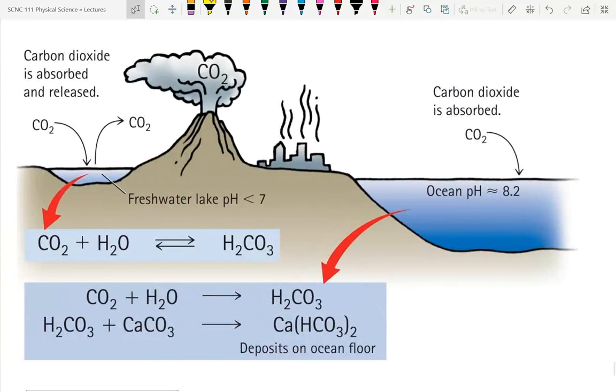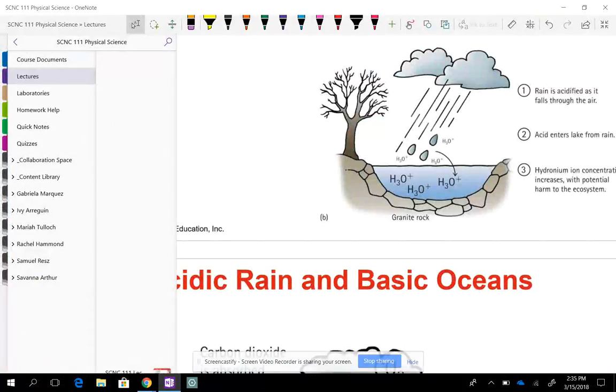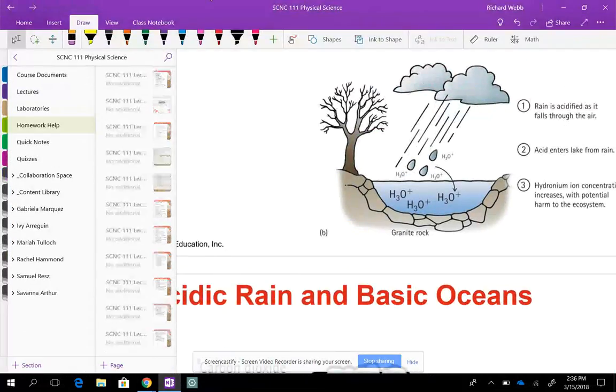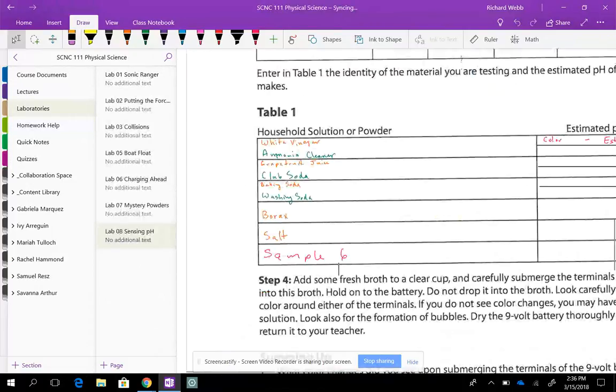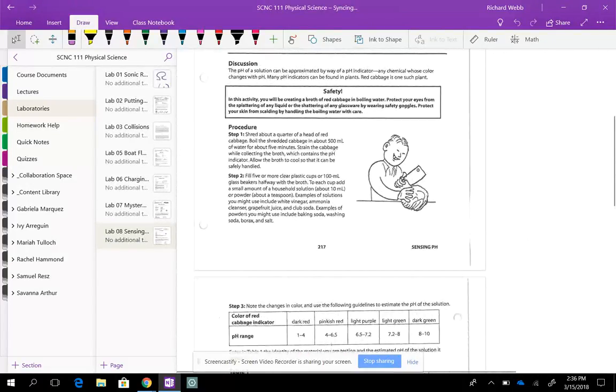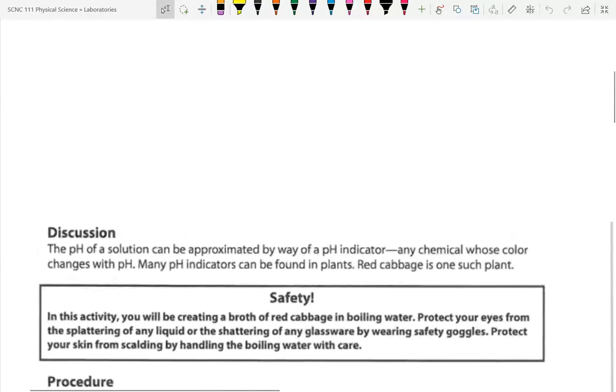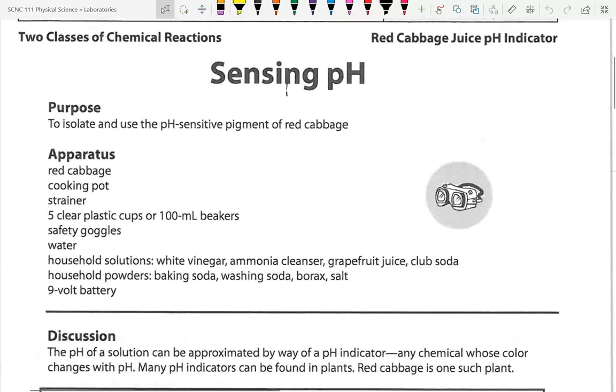I've only lectured for less than 40 minutes. Let's get to the lab. We don't need to take a break. So for the lab today, not homework, lab, we are going to be measuring pH. So Alex and I have ever so carefully prepared. We have all of these things here.